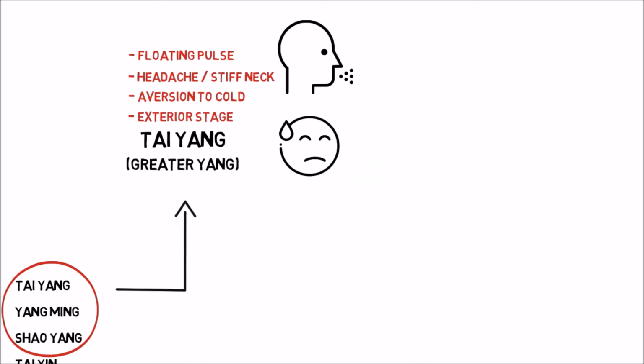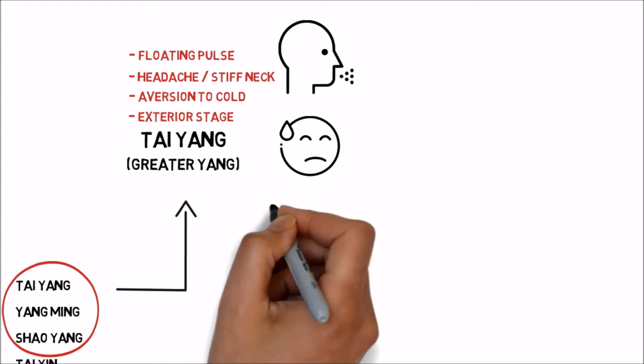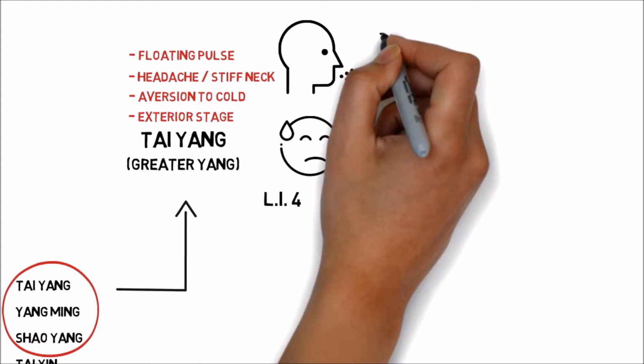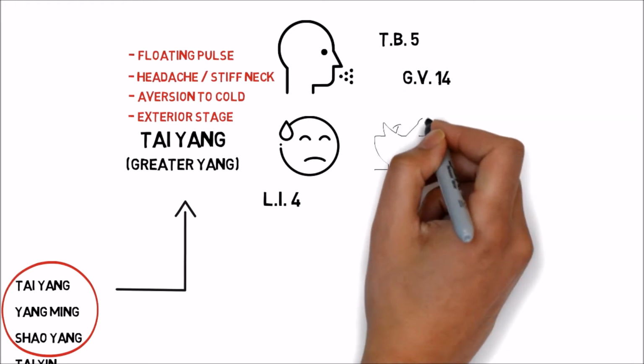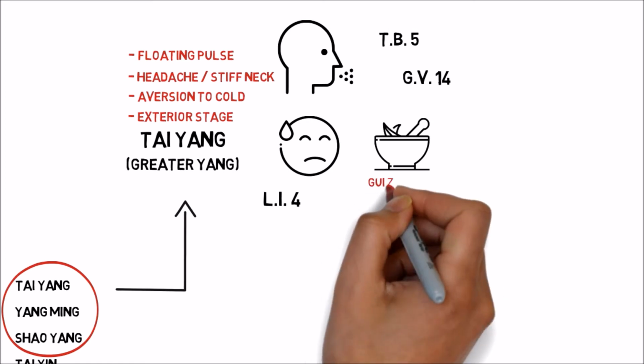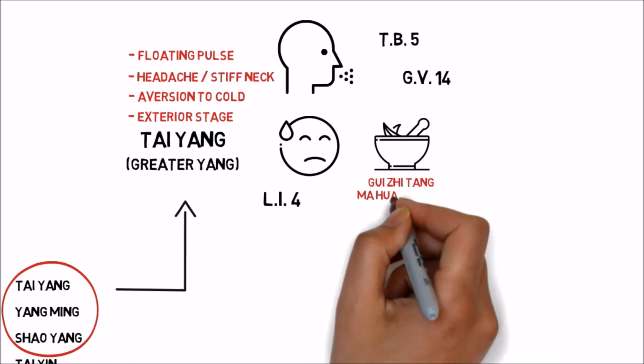Now, there are different acupuncture points to do this, but some of the most common ones are large intestine 4, triple burner 5, or governing vessel 14. Another way is using an herbal formula like the cinnamon twig decoction or the ephedra decoction.